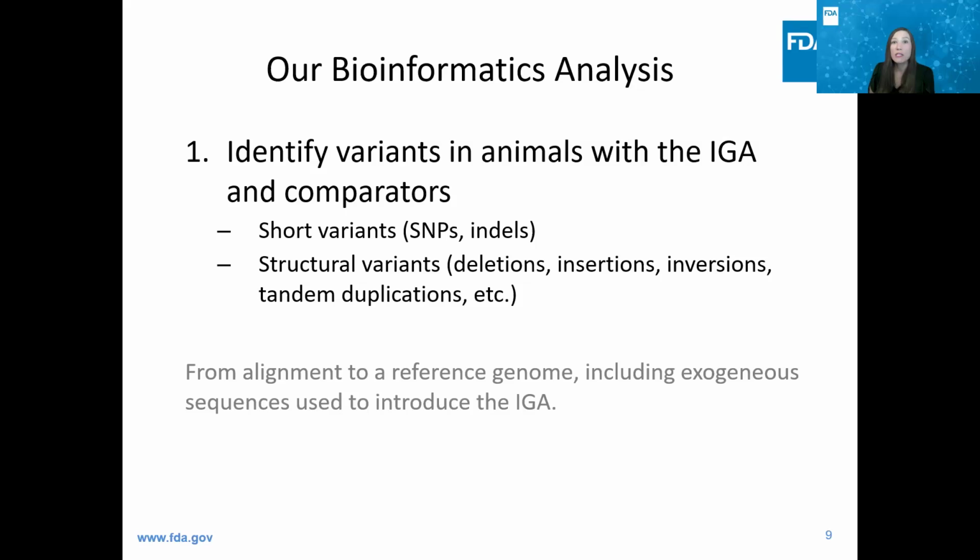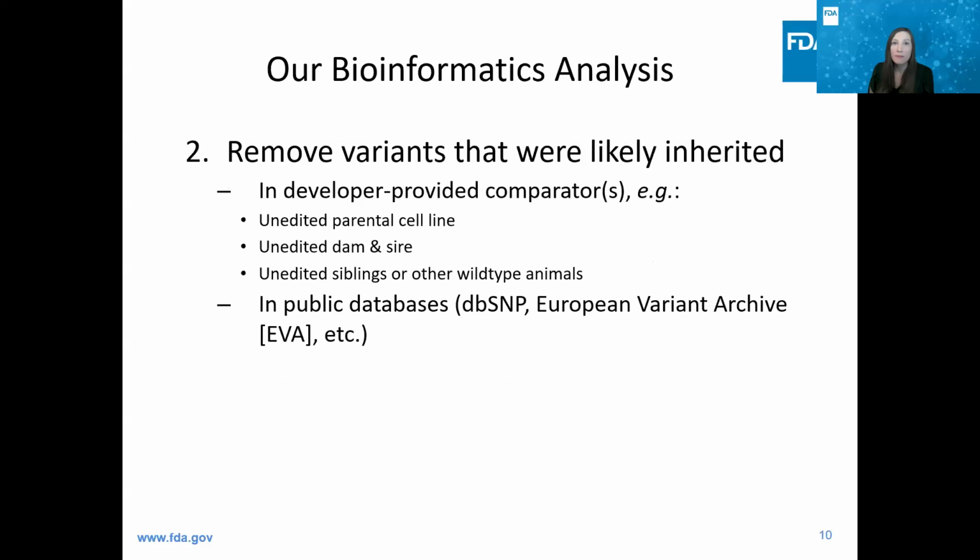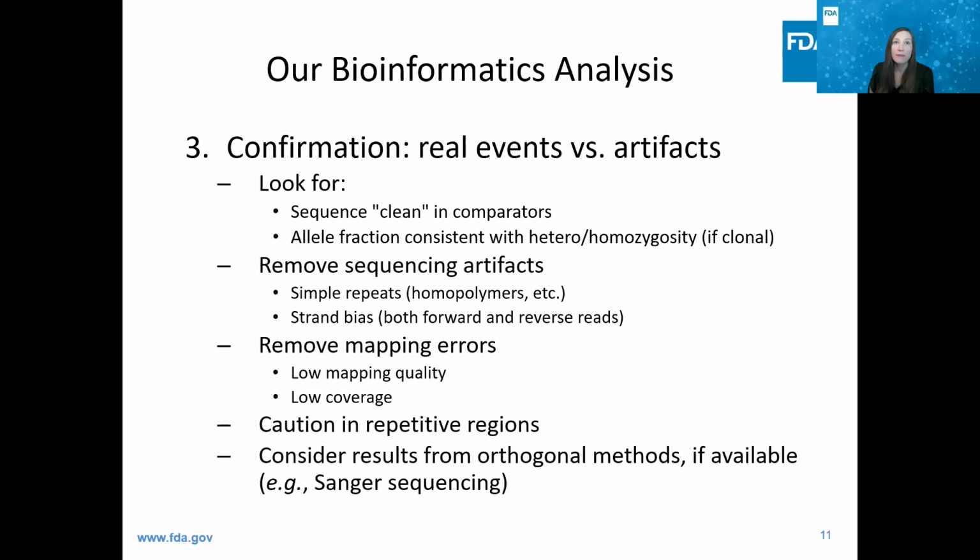If exogenous sequences were used to introduce the IGA, those sequences should also be included in the reference genome for alignment. The second step of our analysis is to remove variants that were likely inherited. The presumed inherited variants could be based on developer-provided comparators, for example, unedited parental cell line, unedited dam and sire, unedited sibling, or other wild-type animals. We also use public databases such as dbSNP and the European Variant Archive, or EVA.